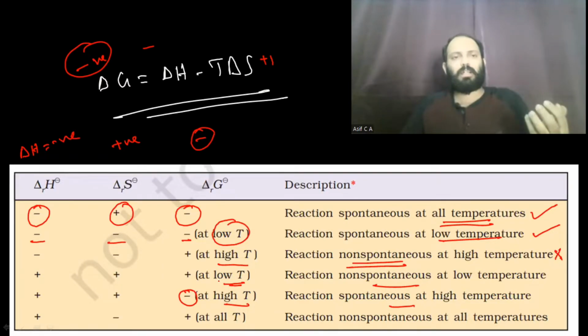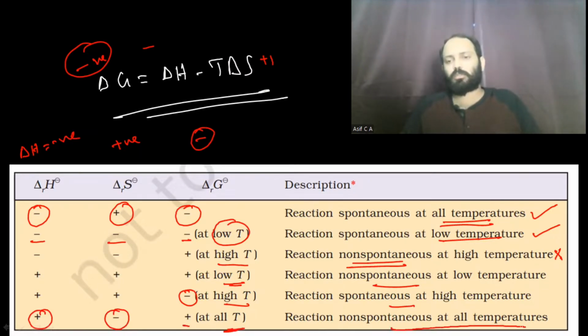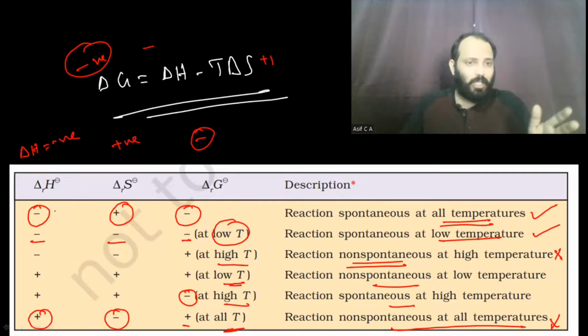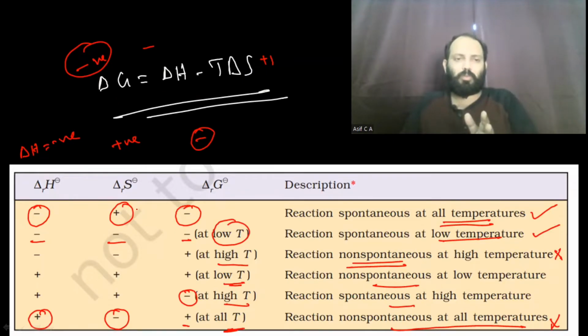When both are negative, the reaction is spontaneous at low temperature and not spontaneous at high temperature. Just be careful. Then if H is positive and S is negative, delta G will be positive at all temperatures. The reaction is non-spontaneous at all temperatures. So the reaction is non-spontaneous at all temperatures when delta H is positive and delta S is negative. The reaction is spontaneous at all temperatures when delta H is negative and delta S is positive.